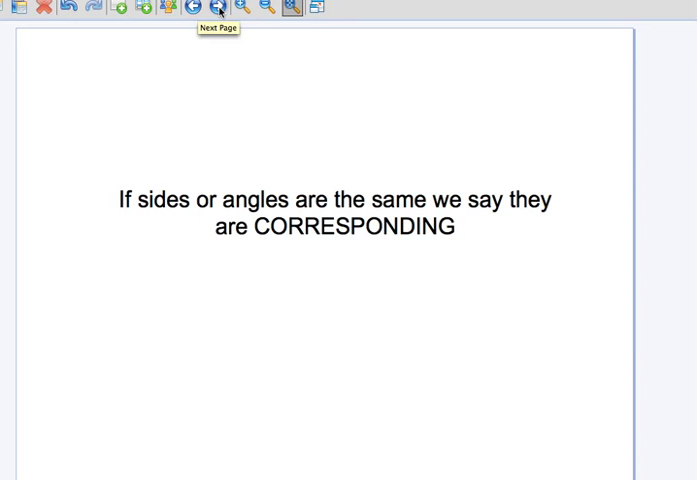And another way of saying this, if sides or angles are the same, we also say they're corresponding.